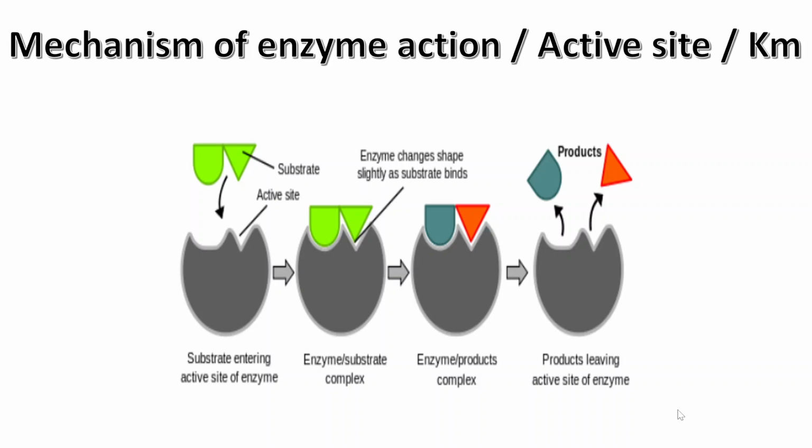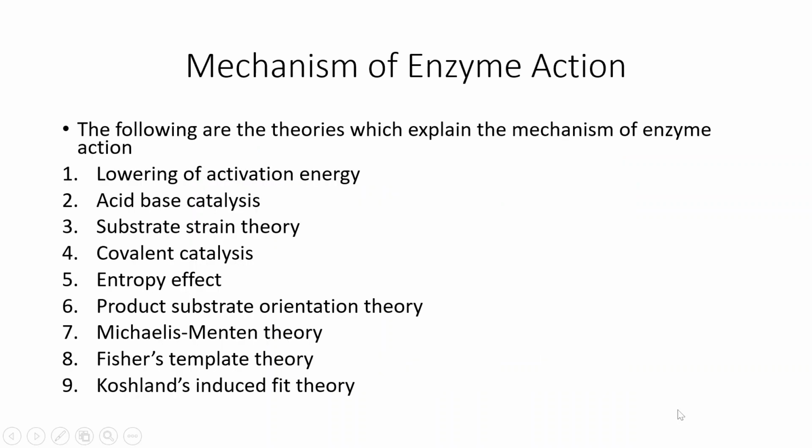So let's begin. What is the mechanism of enzyme action? The mechanism of enzyme action has been explained by various theories. These are the theories which try to explain it: lowering of activation energy, acid-base catalysis, substrate strain theory, covalent catalysis, entropy effect, product substrate orientation theory, Michaelis-Menten theory, Fisher's template theory, and finally Koshland's induced fit theory. Out of these, the important ones are the ones which we will discuss.